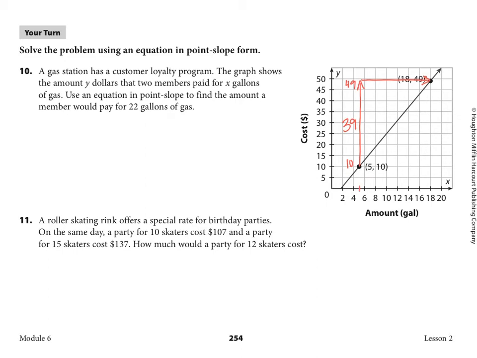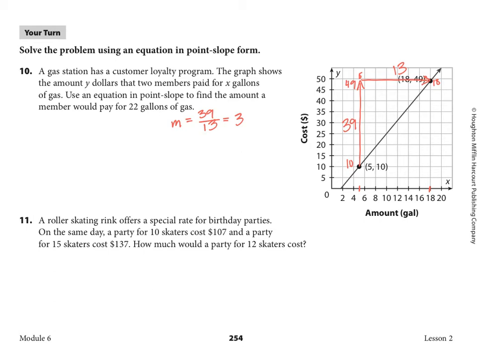Then it's going over to the right. If I look at these numbers on the bottom here, it goes from 5 gallons all the way to 18. So that means the run is 13. So my slope is 39 over 13. You could use a slope formula as well if you're comfortable with that, but this is another way. So 3 is our slope, and that really means $3 per gallon.